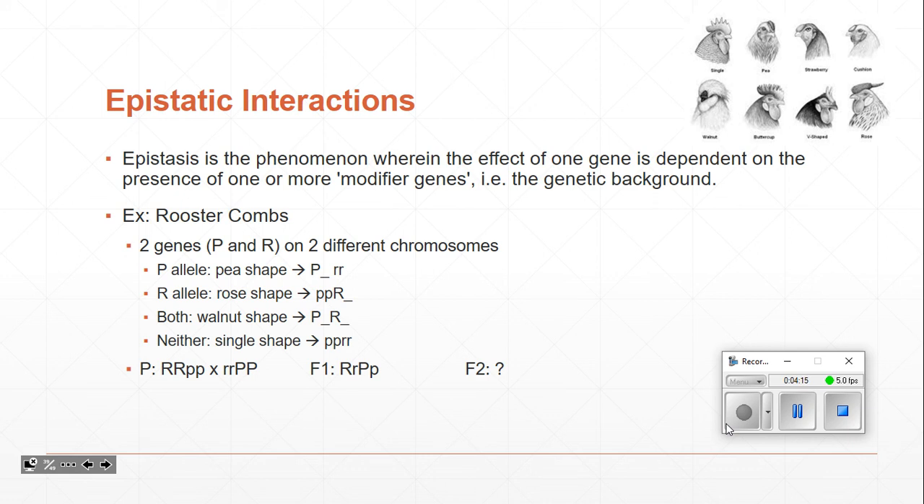Now, hopefully you look and you're like, hey, we did this kind of a cross before. This is the kind of cross we did when we looked at dihybrid crosses, when we looked at Mendel considering two traits at a time. The only thing that's different here is that instead of considering two traits, this is only one trait, one phenotype, but two genes are controlling it. So it'll look like a dihybrid cross, but we're only going to get one trait out of it.